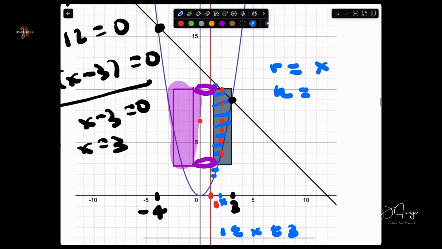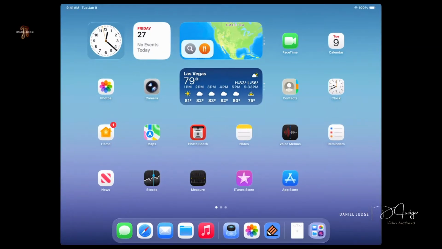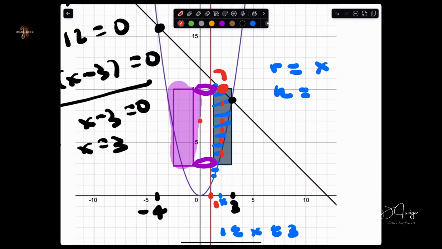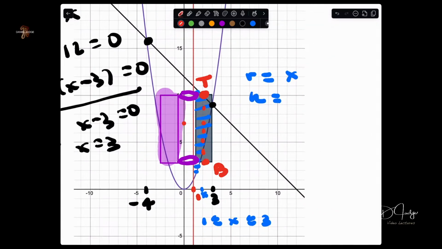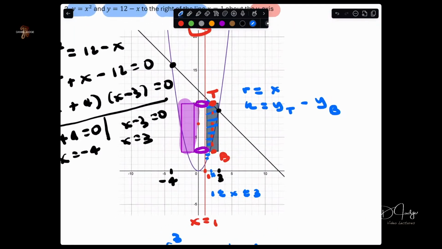So what I want you guys to remember now is this. We got to find the height here. Maybe write it down this way. This distance, that top distance, and then the bottom distance. So that height's going to be y top minus y bottom. Okay, it's the top minus the bottom.